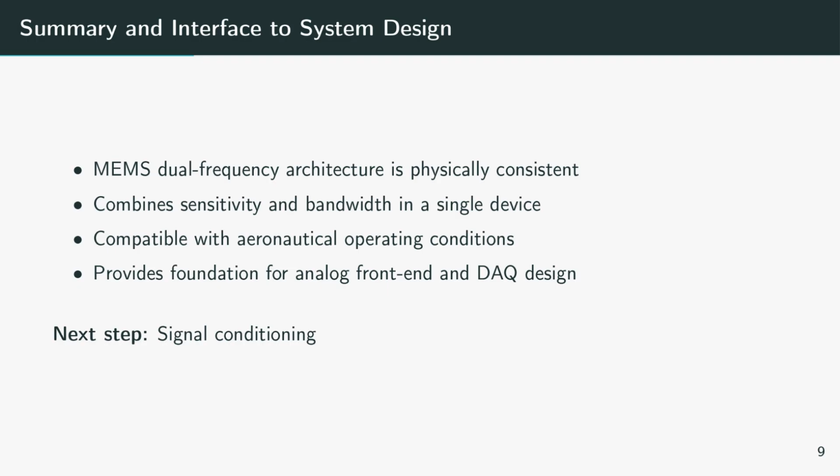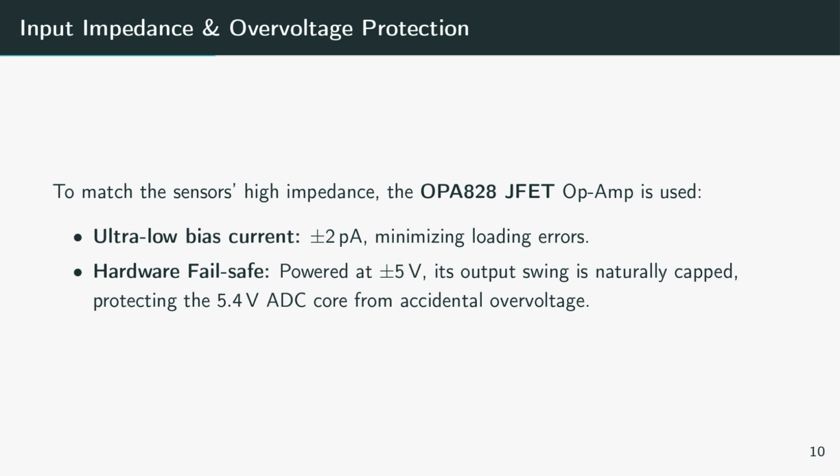The next step in the project focuses on the implementation of application stages and full integration system. Now I will briefly discuss the signal conditioning stage, which builds directly on the sensor characterization. To properly interface the sensor, we use a high-performance operational amplifier. In this case, the OPA828 JFET op amp is selected because it has extremely low input bias current, which minimizes loading on the high impedance sensors. It is also powered by ±5 volts, which naturally limits the output voltage and protects the ADC from overvoltage conditions. This ensures both accuracy and robustness.